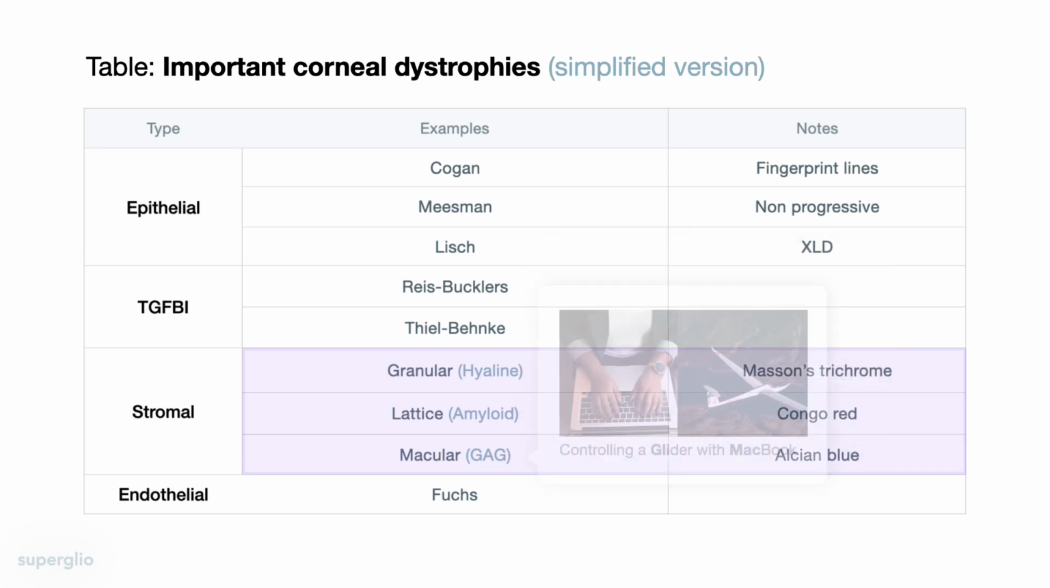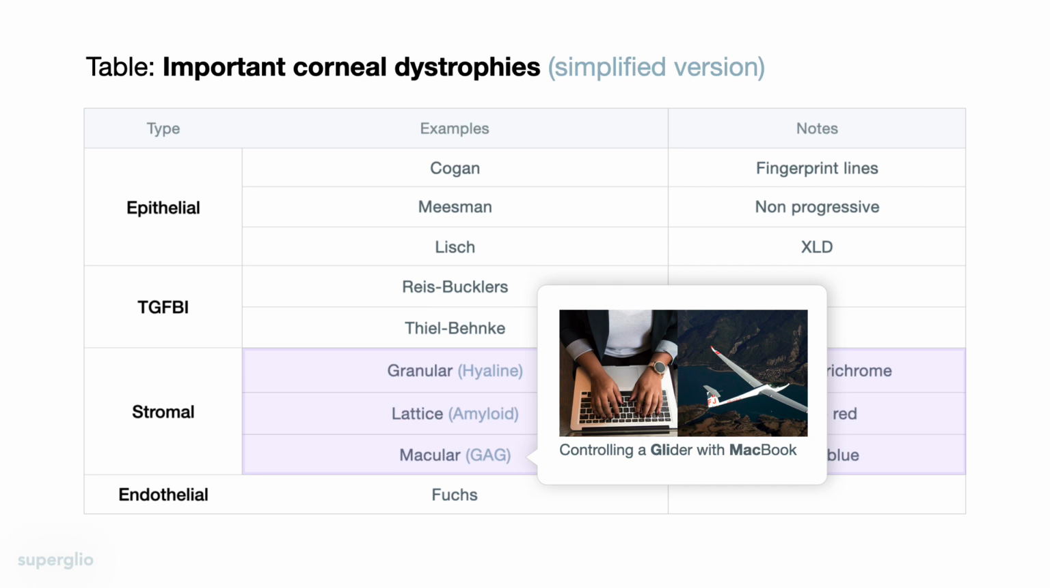How do you remember macular dystrophy? Imagine controlling a glider with a MacBook. This is what militaries do these days, unmanned stuff. From glider, think glycosaminoglycans, and from MacBook, think macular.